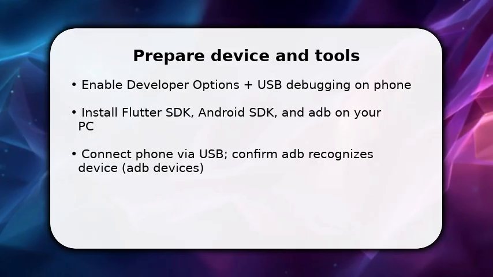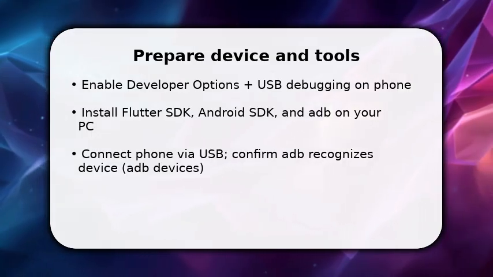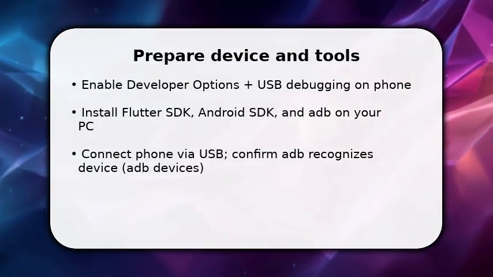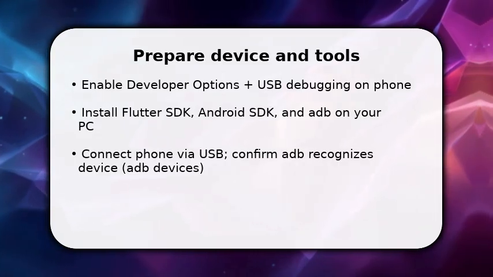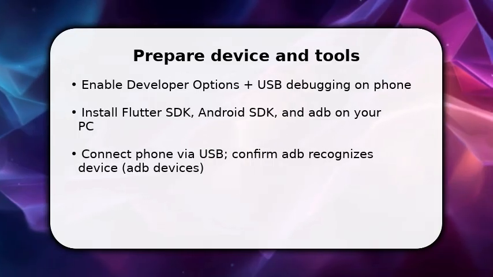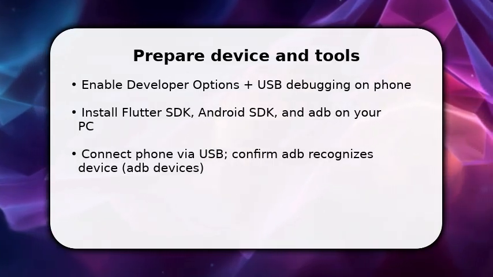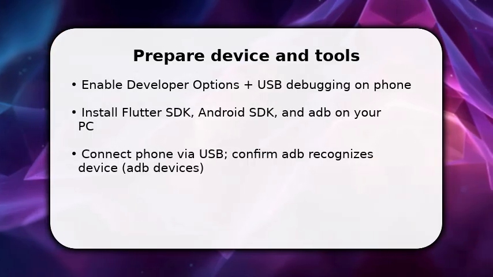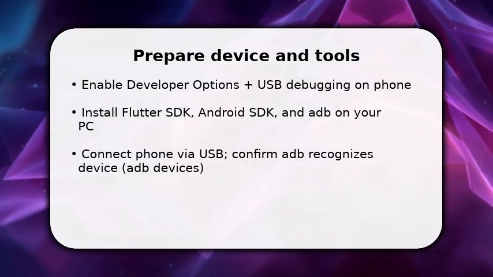You start by preparing both your phone and your development machine. Enable developer options and USB debugging on the phone so the system accepts installs from your PC. On the machine, install Flutter, Android SDK, and ensure ADB is reachable in path. This lets Flutter communicate with devices.